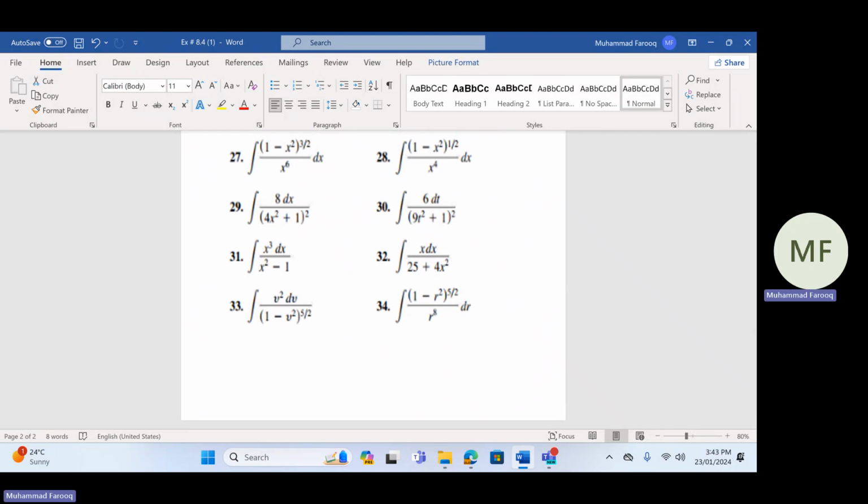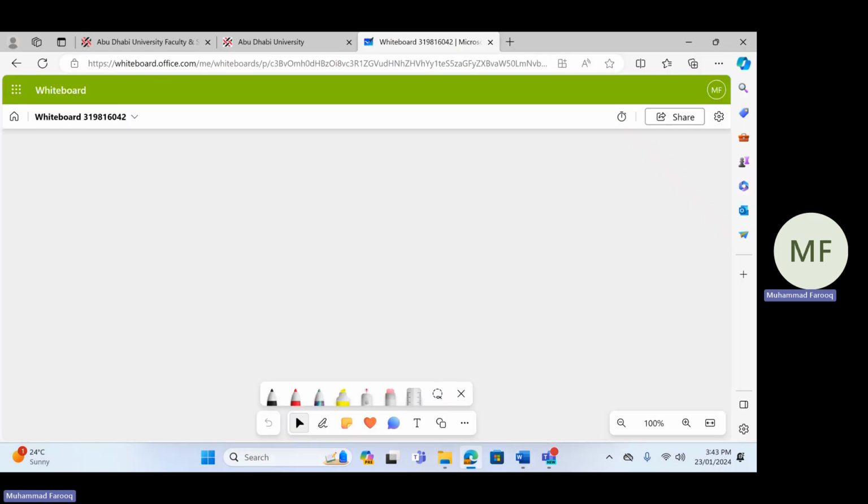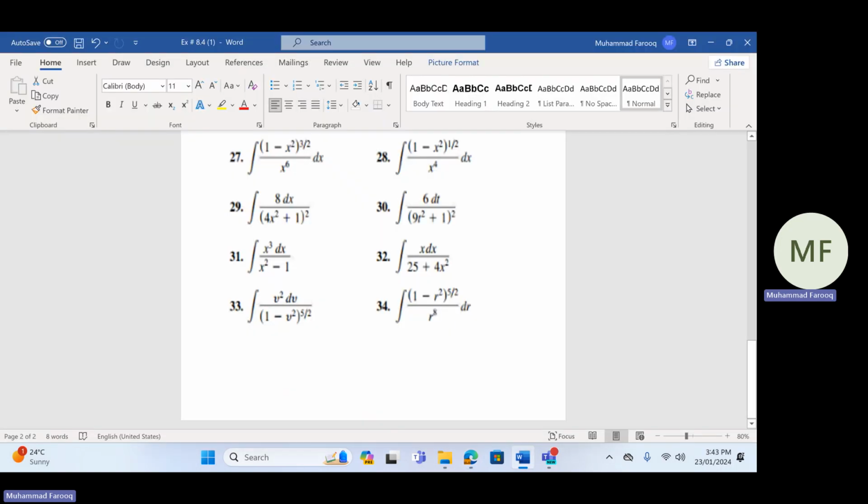Okay, now let's try question 33, please. This is an integral. Before we start, I will ask a question. In the previous topic, we used sine substitution. Okay, look here.